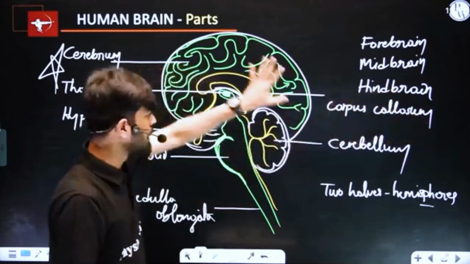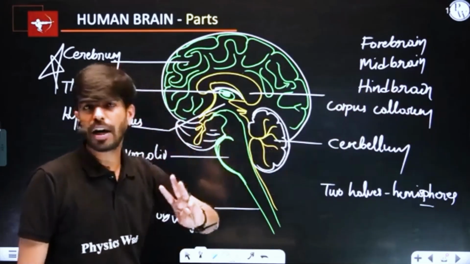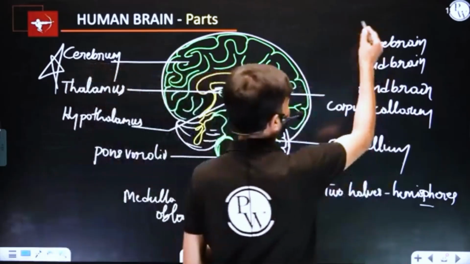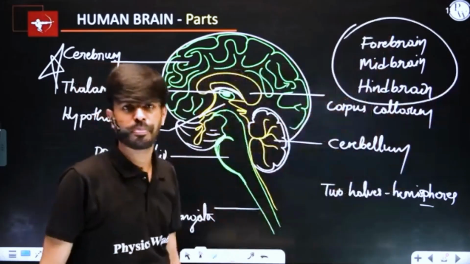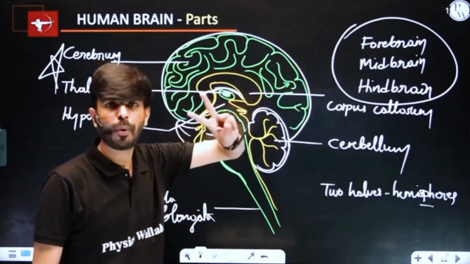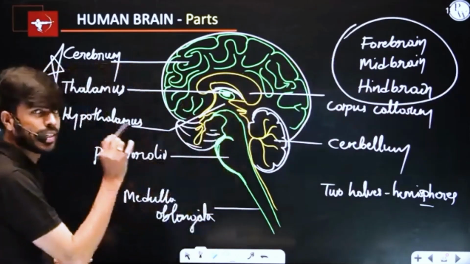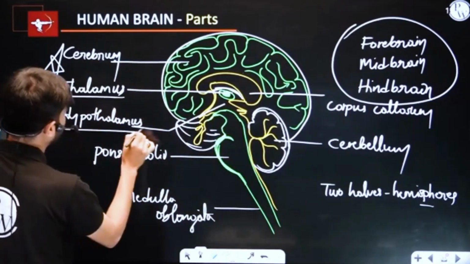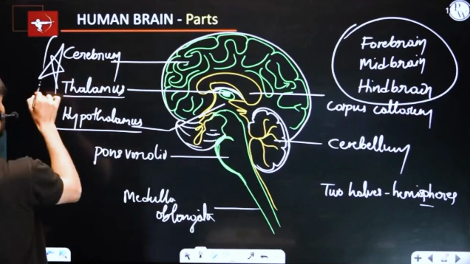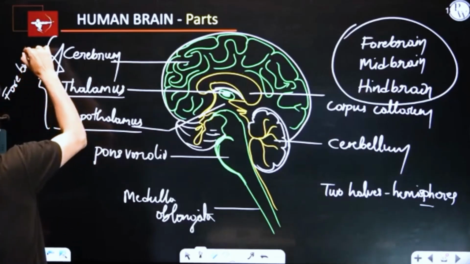Okay, next, the entire brain is divided into three main parts. Forebrain, you can observe here, forebrain, midbrain and hindbrain. Forebrain has two important parts. One is cerebrum, second one is diencephalon. Diencephalon has two parts, thalamus and hypothalamus. So all these three are the parts of forebrain.